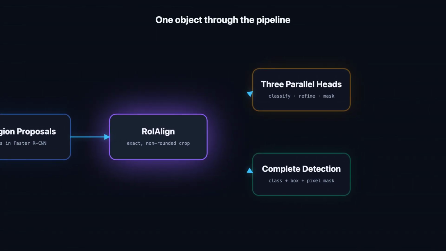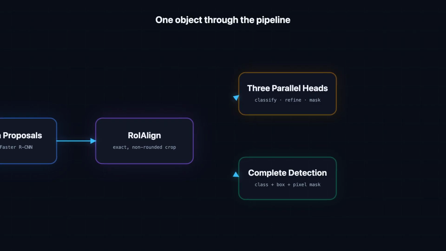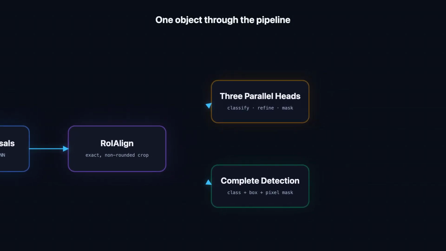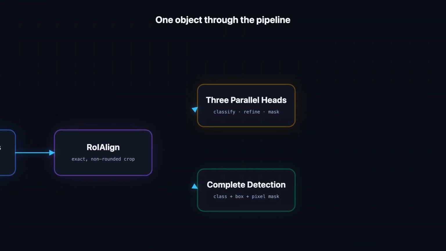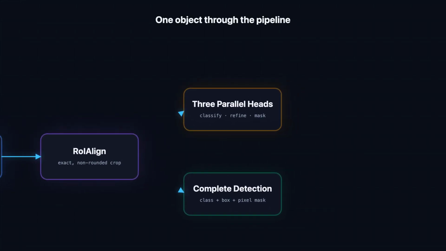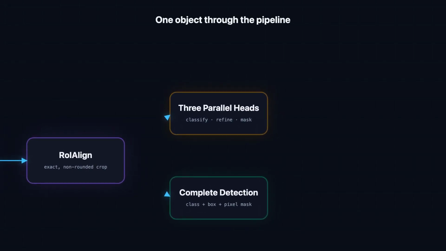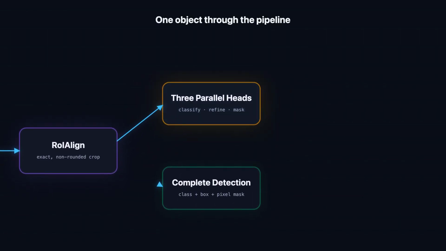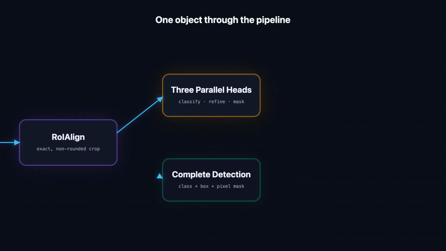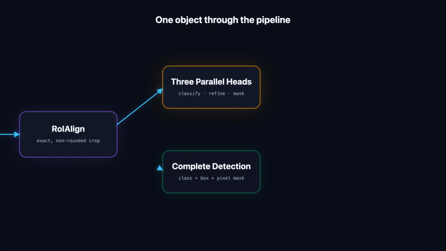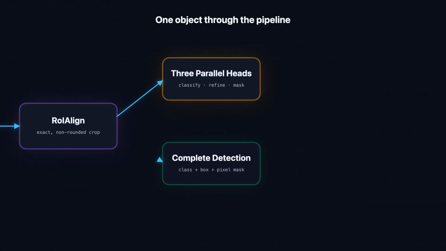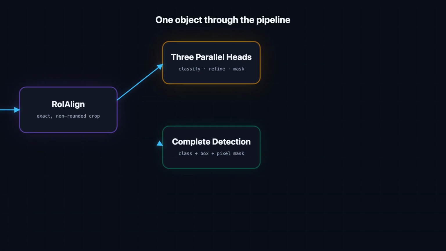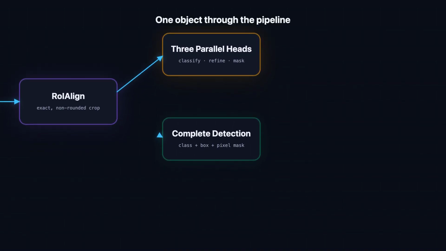Then comes the key upgrade. RoIAlign crops each region's features using bilinear interpolation at exact, non-rounded locations, instead of snapping coordinates to the nearest grid cell. That precise alignment is exactly what a fine, pixel-level mask depends on. Now the network splits into 3 parallel jobs for every region. One classifies the object, another refines its box, and a third, a small, fully convolutional branch, predicts a binary mask of object versus background, all running side by side rather than one after another.